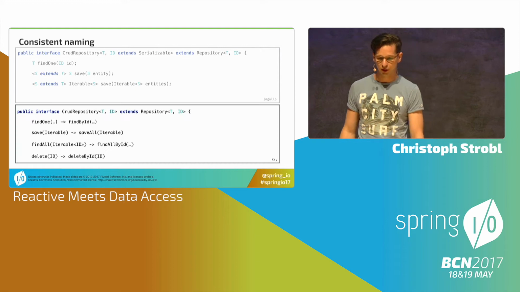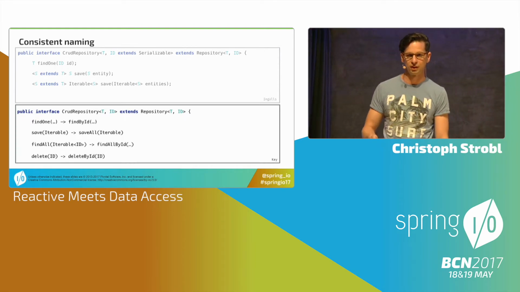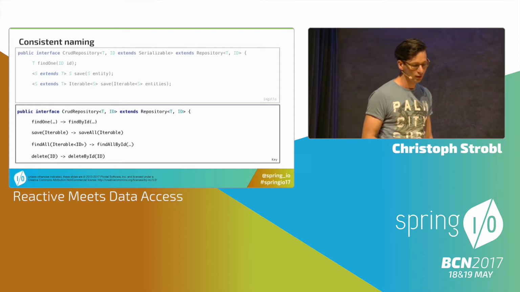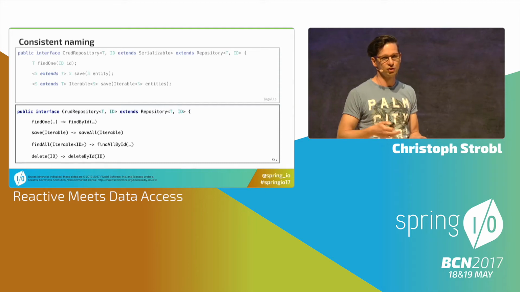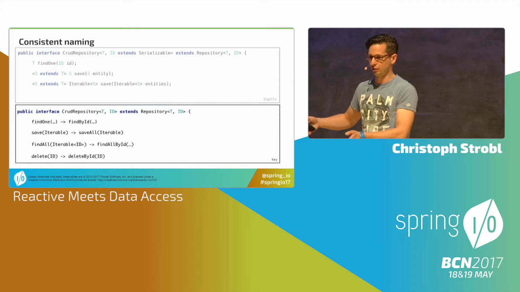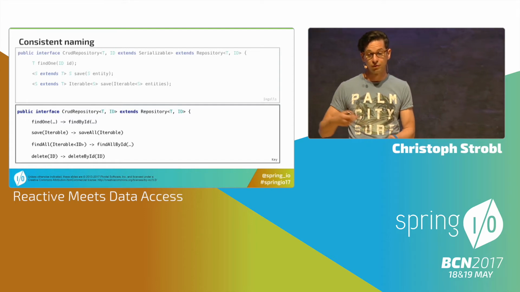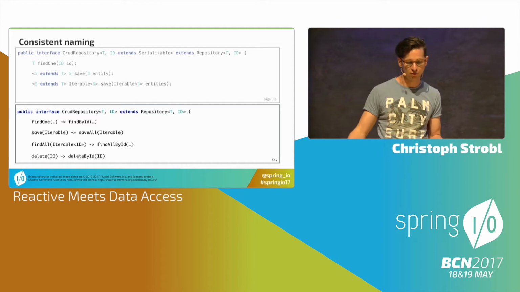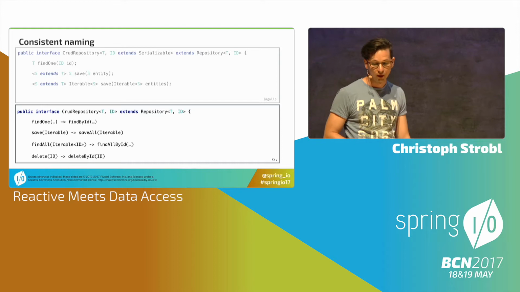And so we came up with a more consistent naming. So basically everything that's currently named find one is now called find by ID, which is actually the stuff that you're executing behind the scenes because you want to look up something by its ID. Same applies then for save with an iterable. So this has become save all, and that goes on just down the stream.